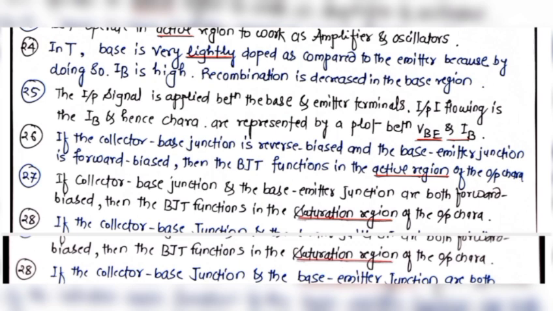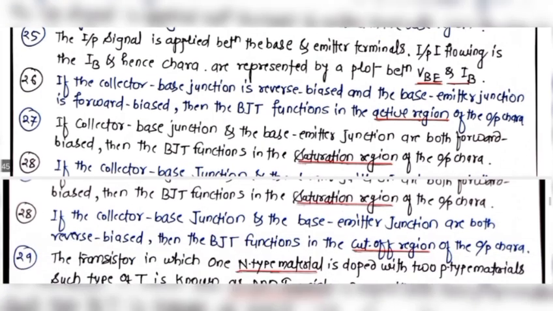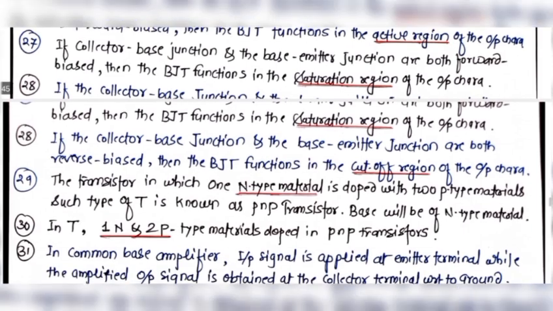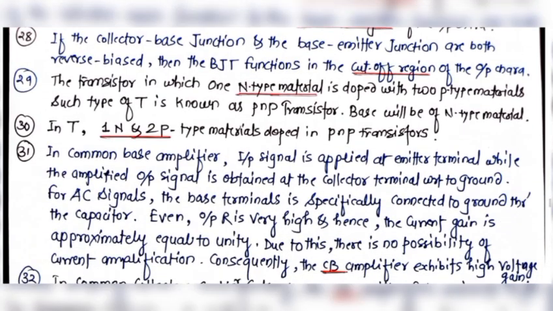If the collector base junction is reverse biased and base emitter junction is forward biased, then BJT functions in the active region of the output characteristics. If collector base junction and the base emitter junction are both forward biased, then BJT functions in the saturation region of the output characteristics. If the collector base junction and the base emitter junction are both reverse biased, then BJT functions in the cutoff region of the output characteristics.